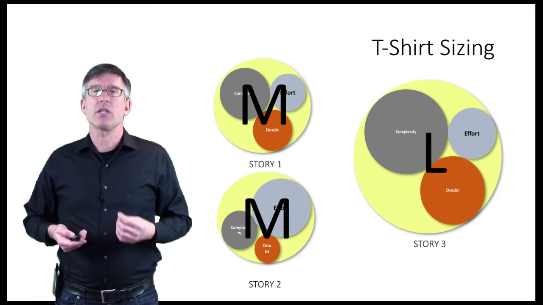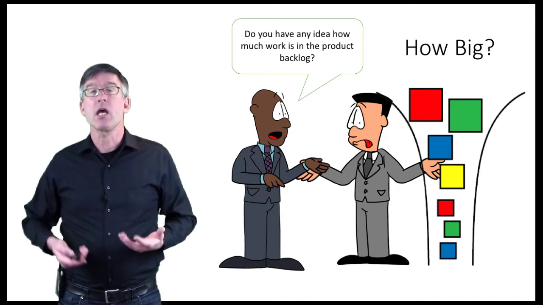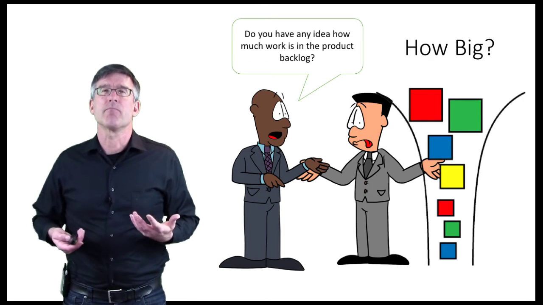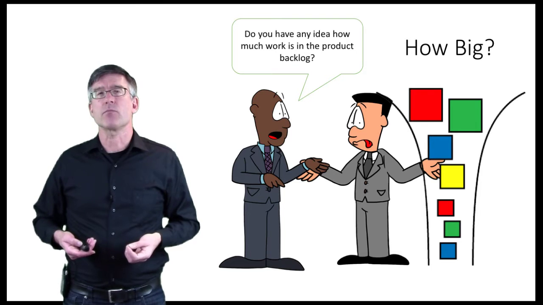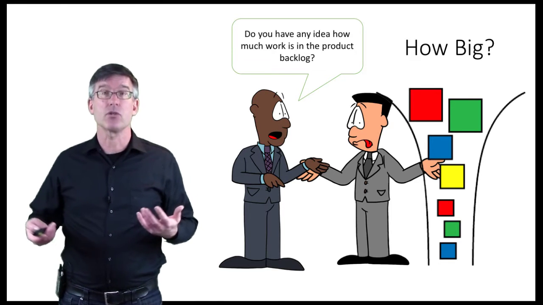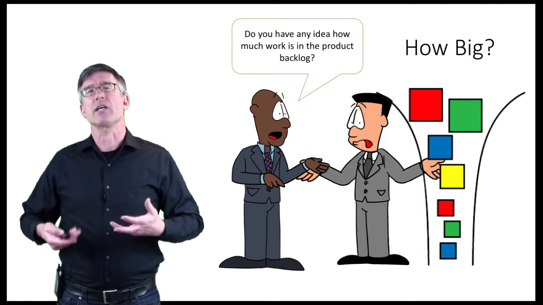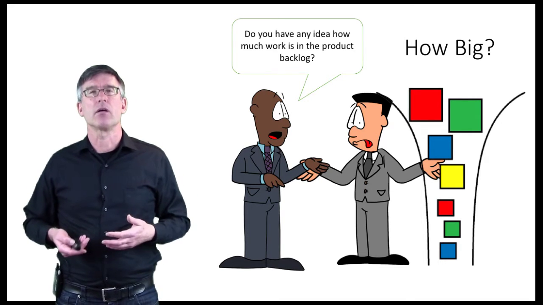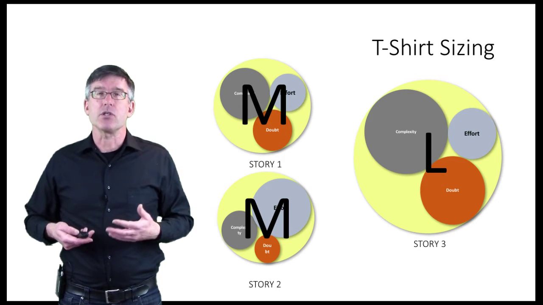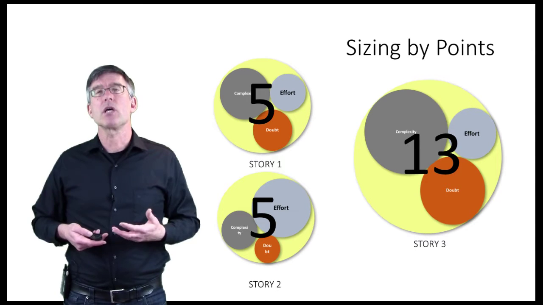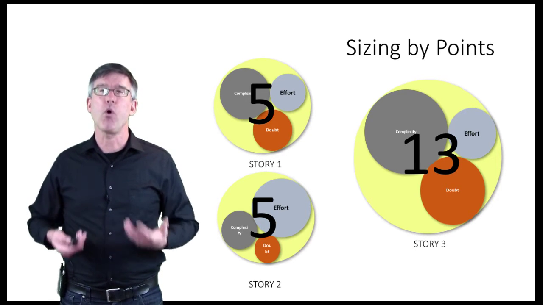But for many of us, that's not adequate, and especially if someone is asking us the question, how much work is there in the backlog? It's not a satisfying answer for a lot of people to say, well, there's 5 medium stories and 13 large stories. They want to have some number that expresses, yes, there's this much work in the backlog. So rather than expressing our work in t-shirt sizes, we might want to be able to express how big a backlog item is in terms of what are called points.